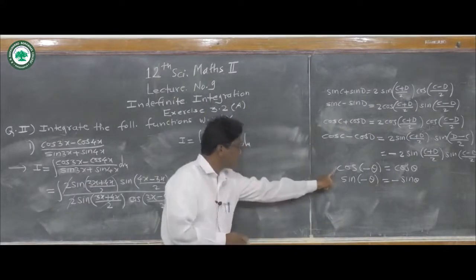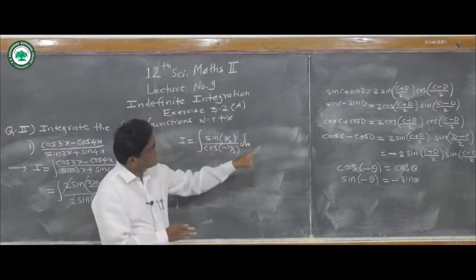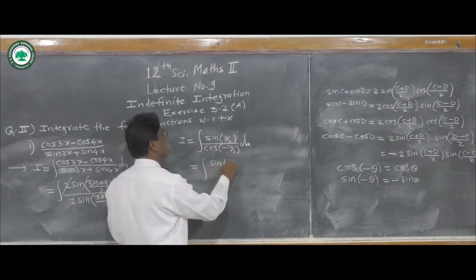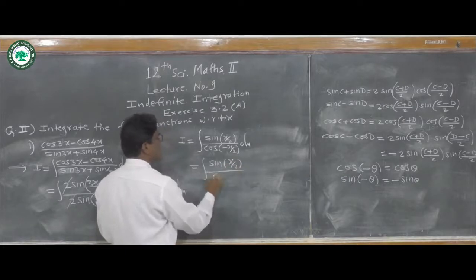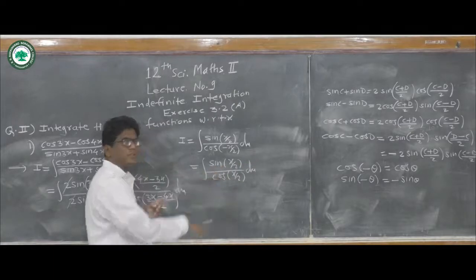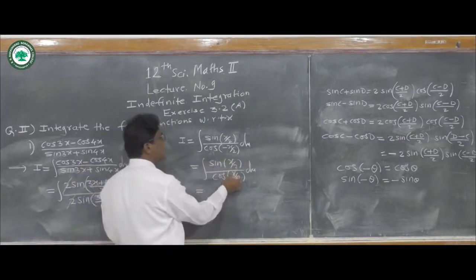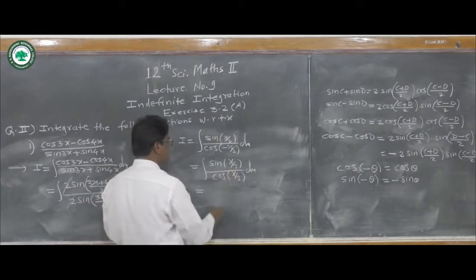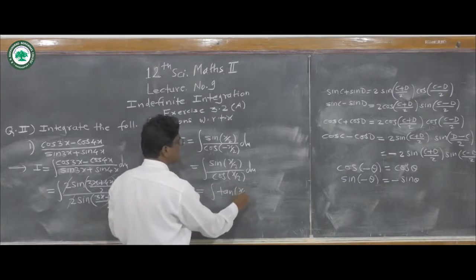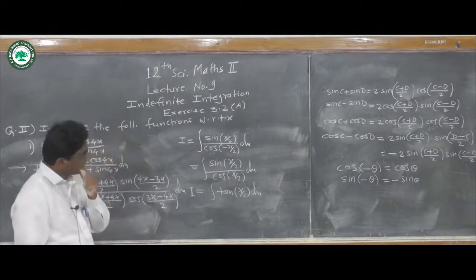So using this formula, in the denominator we write cos of minus theta is equal to cos theta, which means the integration of sin of x by 2 upon cos of x by 2 dx. Now here, sin theta upon cos theta is tan theta. So I is equal to the integration of tan of x by 2 dx.